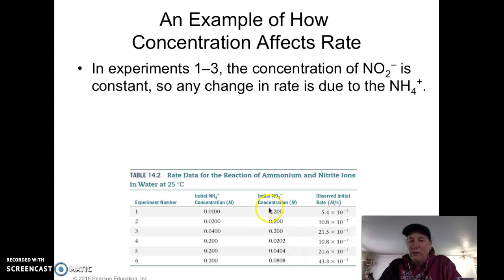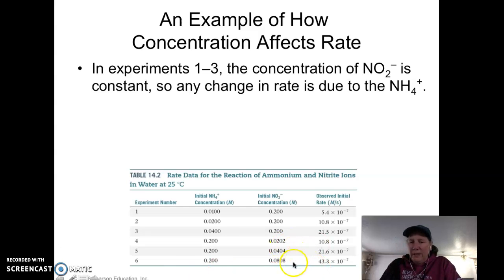Okay, let's go down here. Now again, these guys stay the same, so we use these ones. Now look what happened here. The concentration of nitrite is 0.0202, and it doubled to 0.0404. So it's doubled. And what happened to the rate? Same thing, it doubled. So they both did the same thing. So that's a 1.